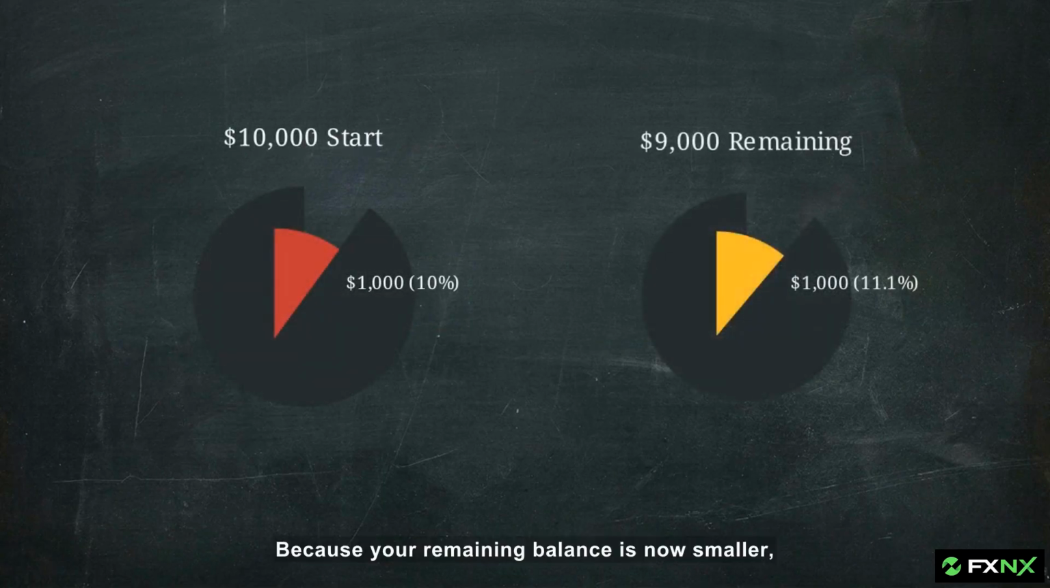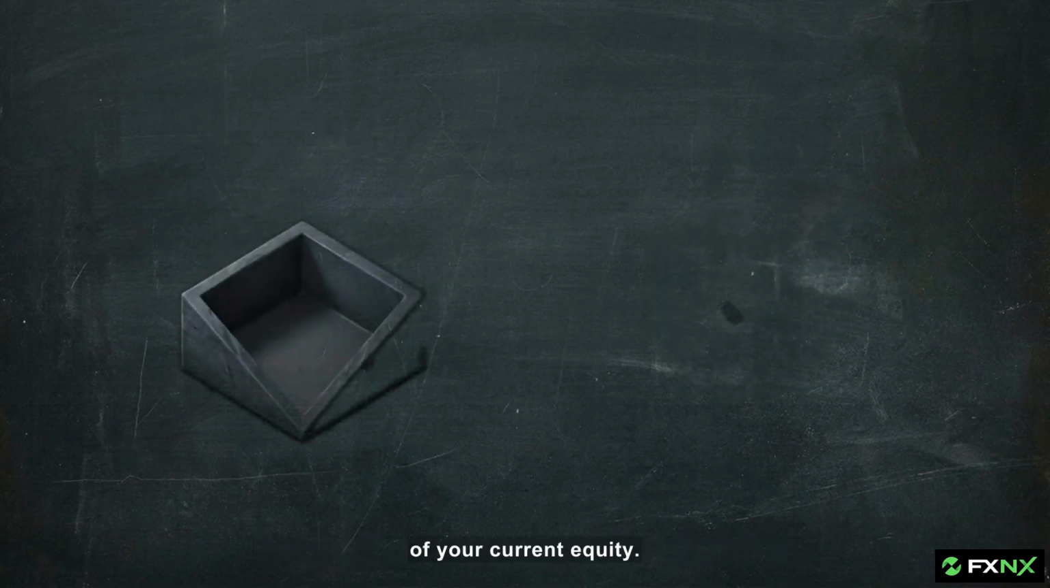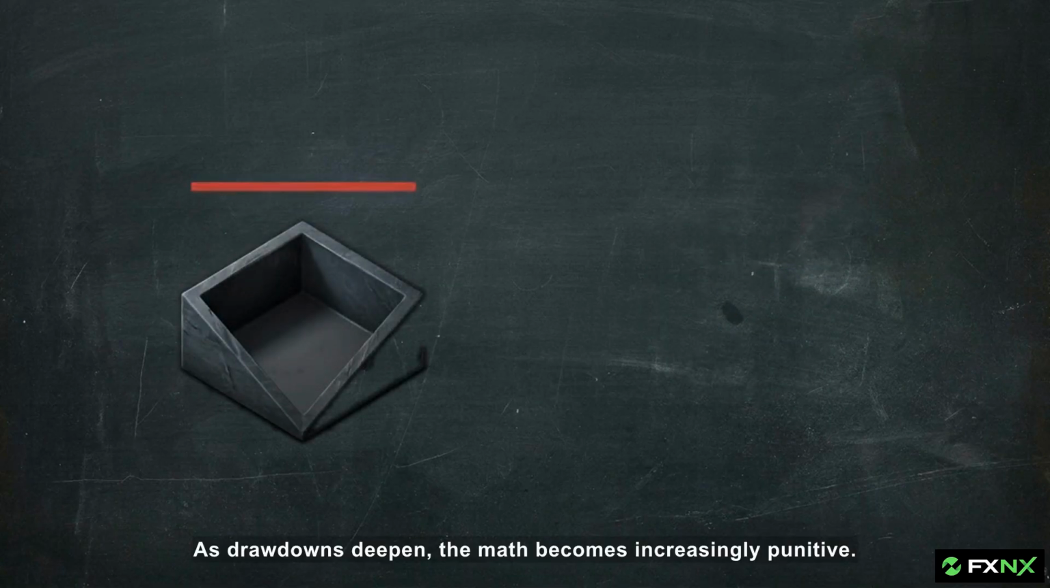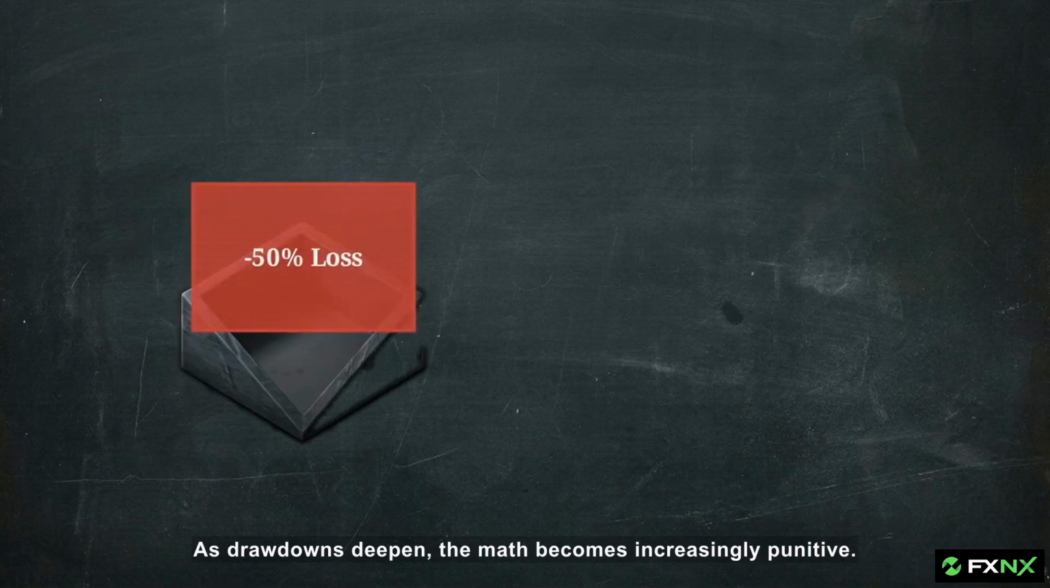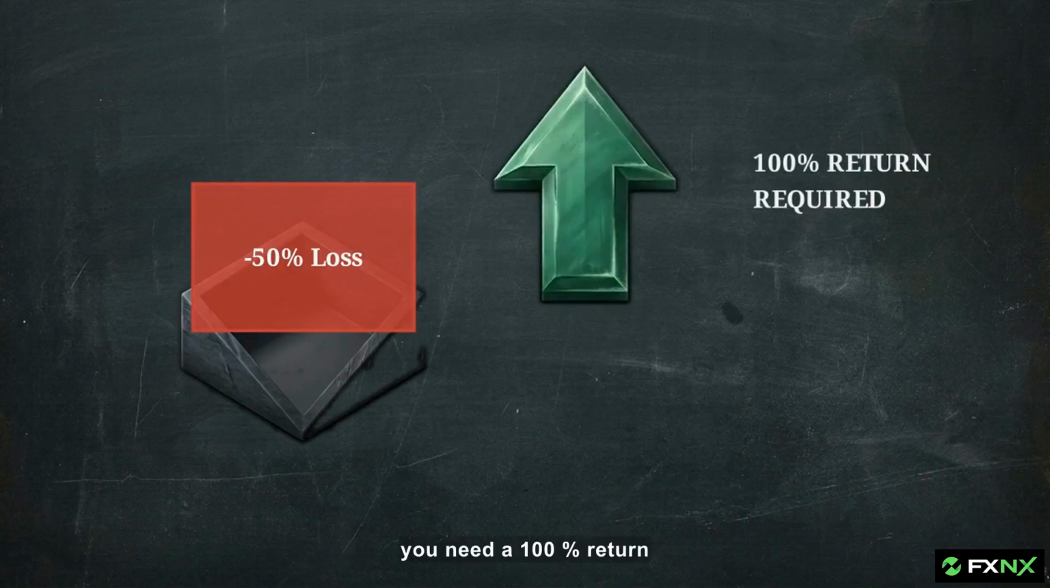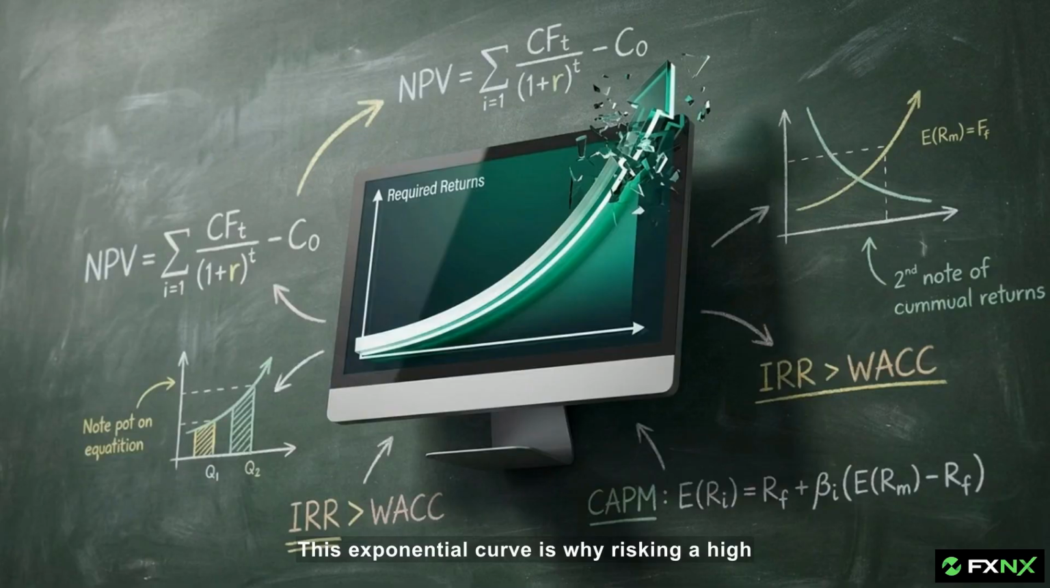Because your remaining balance is now smaller, every dollar you earn represents a larger percentage of your current equity. As drawdowns deepen, the math becomes increasingly punitive. If you lose 50% of your account, you need a 100% return on your remaining capital just to reach break-even. This exponential curve is why risking a high percentage of your balance is a mathematical death sentence.